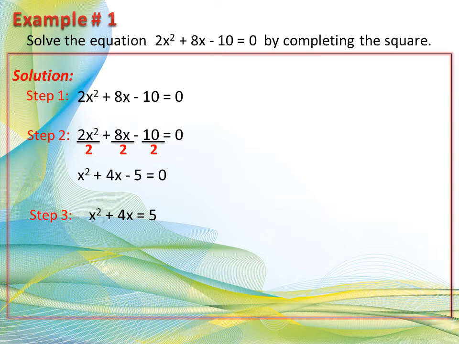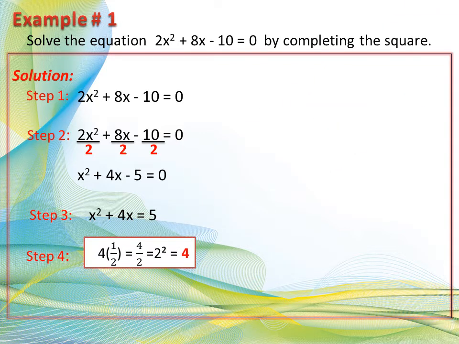For step number 4, multiply daw natin yung value ng b by 1/2. So alam naman natin na ang b natin ay 4. So meaning, yan yung mumultiply natin by 1/2. So 4 times 1, that is positive 4. Then divided by 2, that is 2. So ang gagawin natin sa 2, square natin siya, it will become 4.